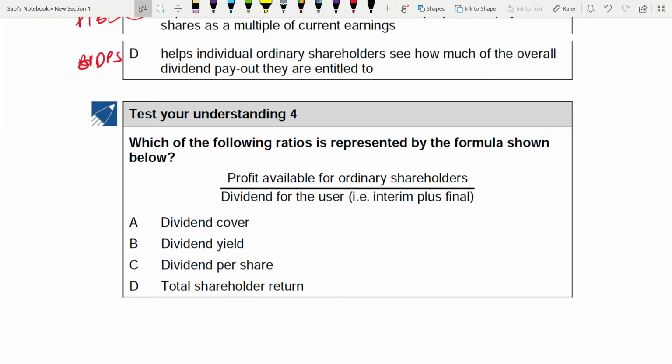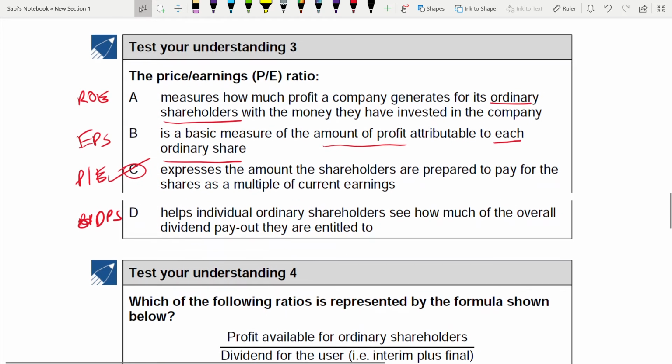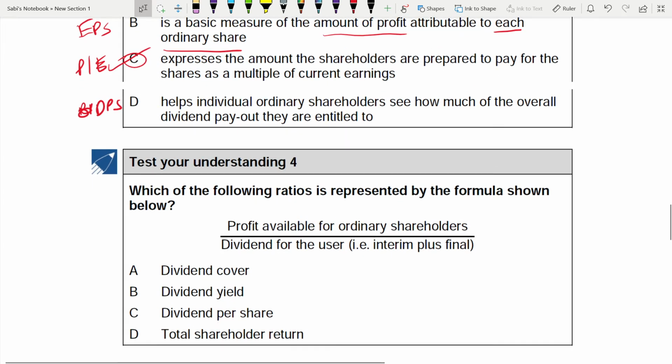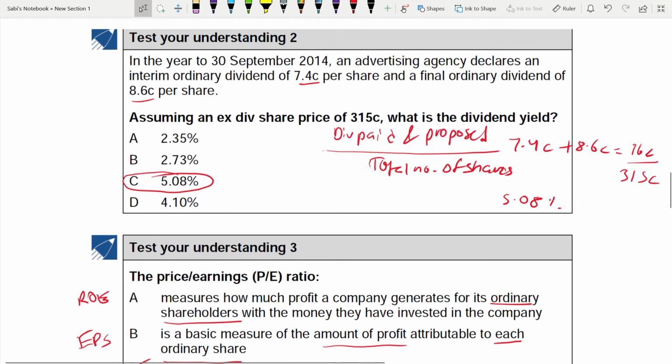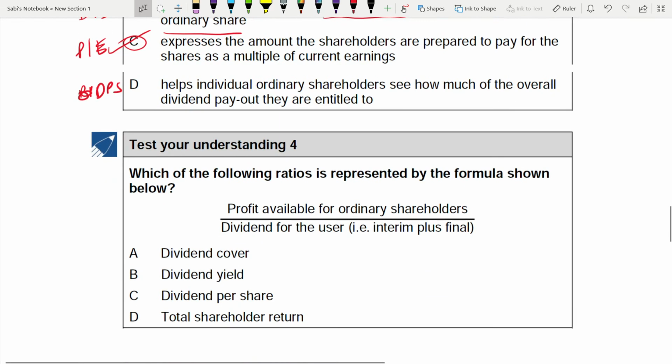Now let us understand how the others are wrong. Dividend yield, what is the formula? Here can you see it? When we calculated dividend yield, the formula is dividend paid and proposed divided by total number of shares. But here dividend, interim plus final, is in the denominator, so it cannot be dividend yield. Dividend per share: if it's dividend per share, then dividend will be in the numerator and number of shares in the denominator. So it's again wrong.